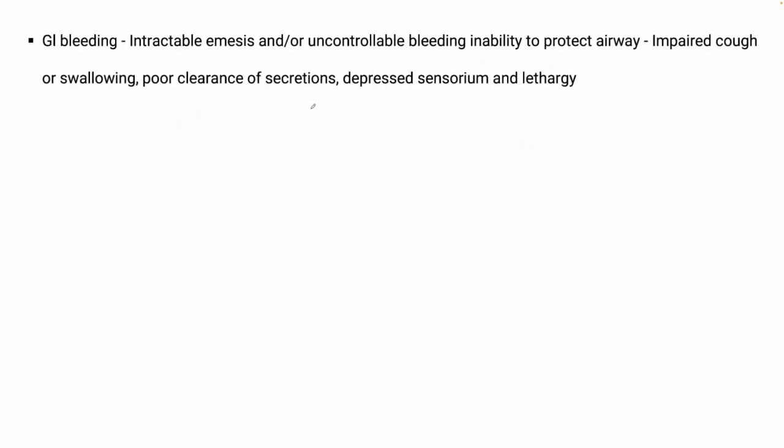Another is GI bleeding, where you can see intractable emesis, that is where the vomiting will be unavoidable. Severe vomiting will be there. Or uncontrollable bleeding, which is inability to protect the airway. Or impaired cough or swallowing. Poor clearance of secretions like mucus. Depressed sensorium, that is sensory effect and lethargy. This is the GI bleeding.